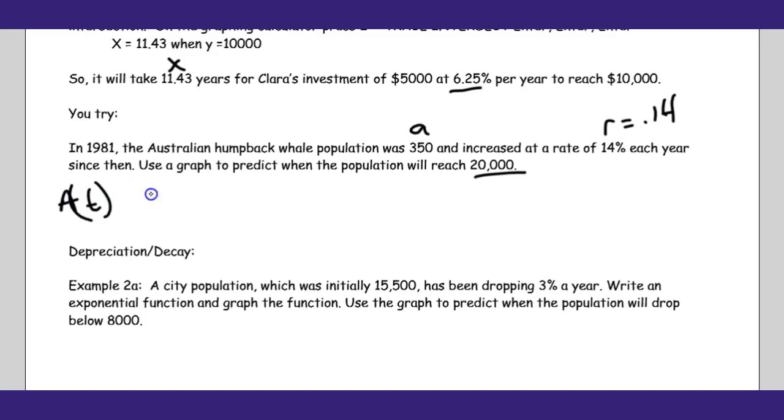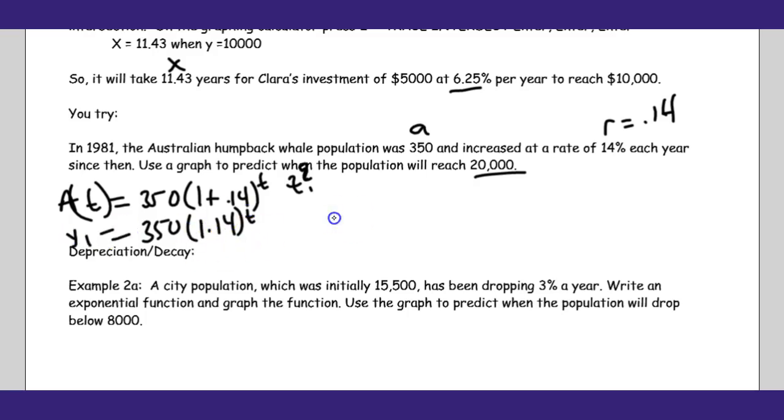We don't know what T is. We're looking for T right here. It says when, so T, question mark. But anyway, we go the initial amount, 350, times 1 plus 0.14 raised to the T. And when we simplify that, we get 350 times 1.14 to the T. So now we put that in Y1, and then in Y2, we're going to put 20,000.